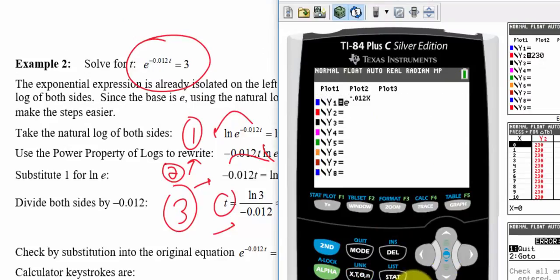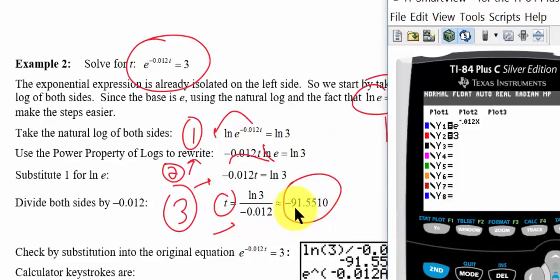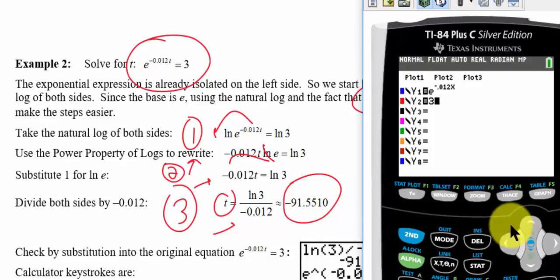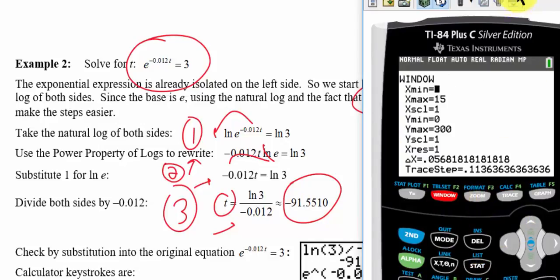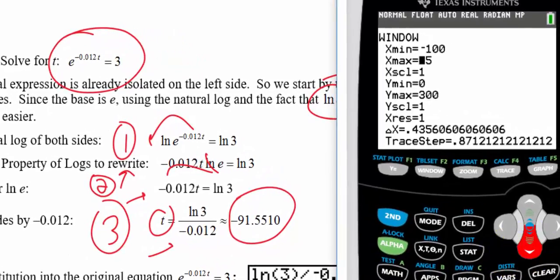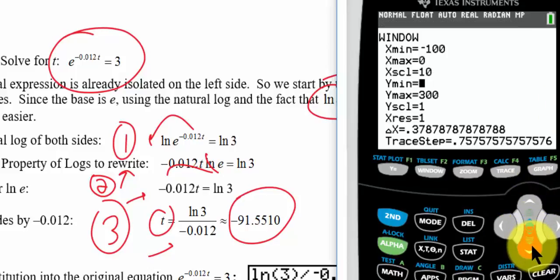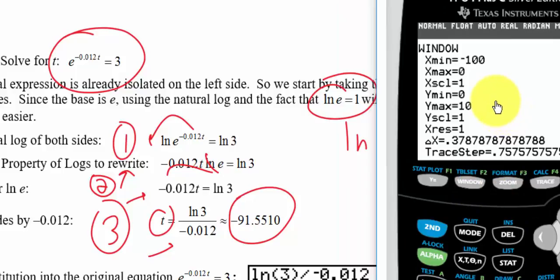The right side of my equation is 3. Now listen, we know the answer happens when x is negative 91, so our window is going to be a little funky here. When I press window, I'm going to enter negative 100 to 0, and I'll count by tens. And then for my y min and y max, the right side is going to be a straight line at 3, so I'll use a number that's bigger than 3. Maybe I'll just use 10. Okay, so here's my window.